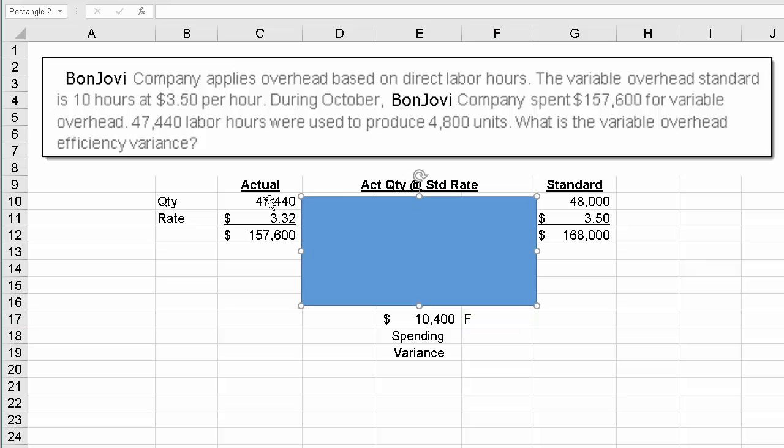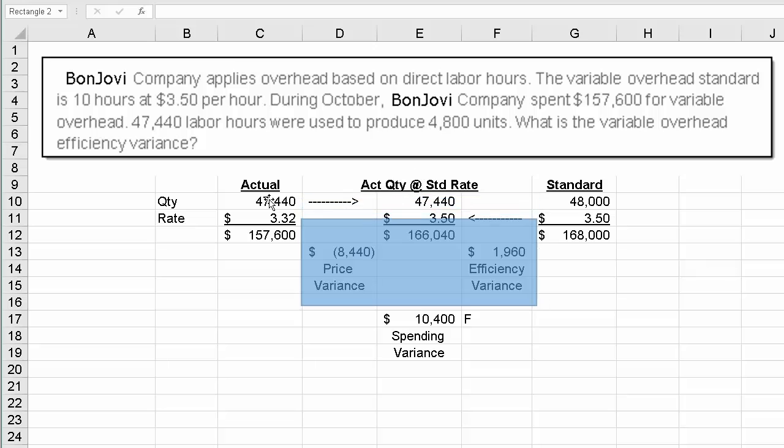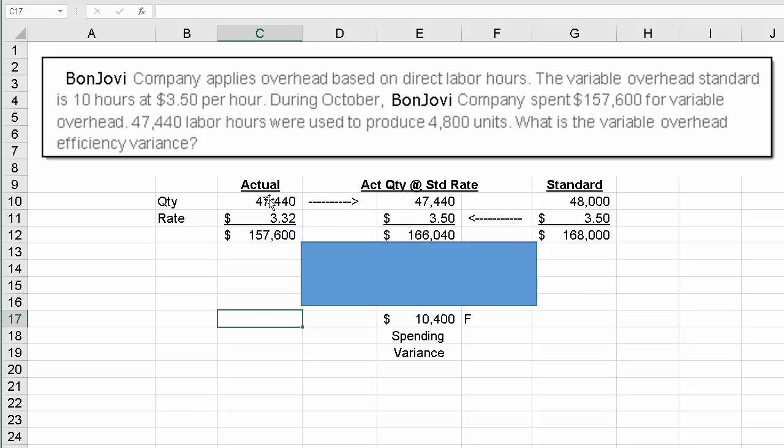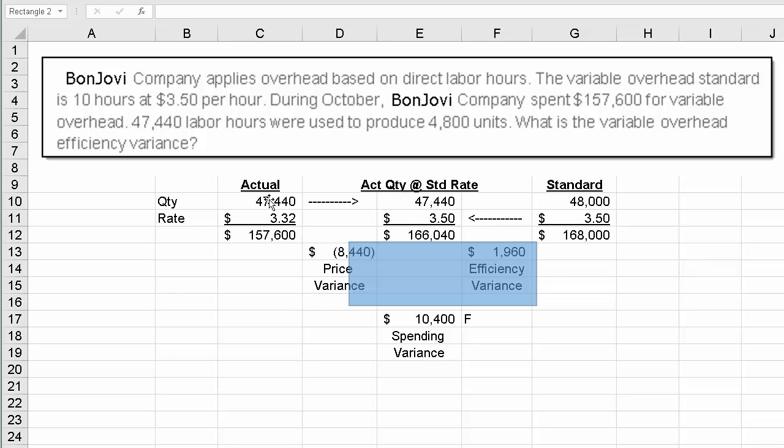All right, now using the column approach, to calculate the other two variances that make up the variable overhead spending variance, you just simply move the actual quantity to the middle and move the standard quantity to the middle. When you do that and then multiply, what you're essentially doing on the left side is taking the actual quantity times the difference between the two rates. So 47,440 times the difference between 3.32 and 3.50 will get you 8,440. Or you can just multiply down and calculate the difference. And that's what I've done with the column approach.